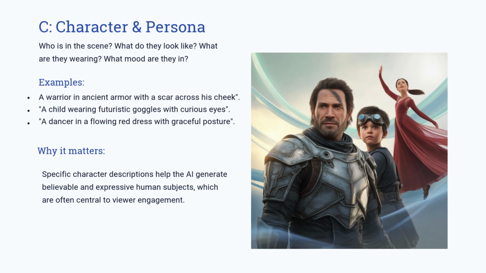Next up, C stands for character and persona. This is where you define who is in the scene. What do they look like? What are they wearing? And what kind of mood or vibe are they giving off? For example, a warrior in ancient armor with a scar across his cheek. Or, a child wearing futuristic goggles with curious eyes. Or maybe, a dancer in a flowing red dress with graceful posture. Why does this matter? Because strong character details help the AI create people that feel real, expressive, believable, and emotionally engaging. And let's be honest, characters are often the heart of any good video.